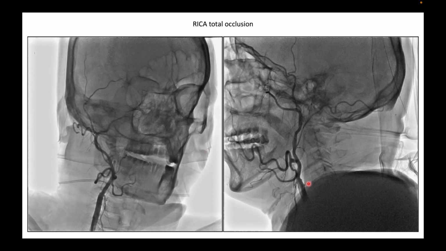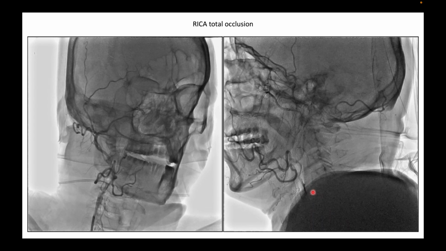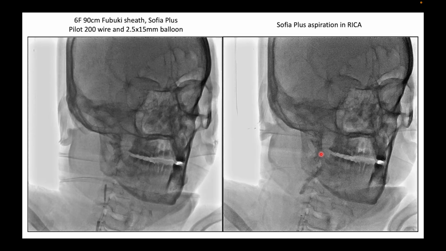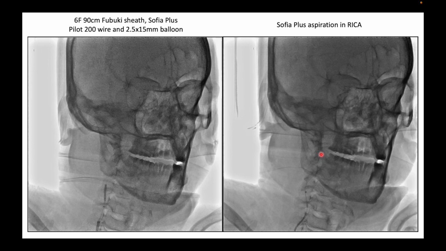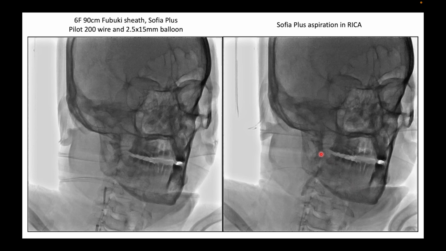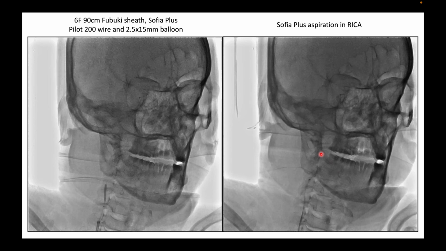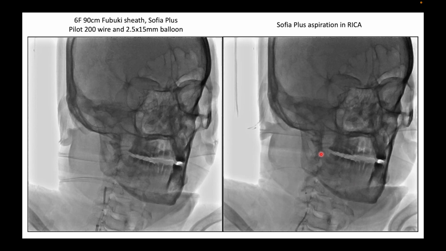The stump is probably here or here. You can see two nibs there. So one of these two is the origin of the right internal carotid artery. We took a 6 French 90 centimeter Fubuki sheath, Sophia Plus 6 French aspiration catheter, Pilot 200 wire and 2.5 by 15 balloon. Pilot 200 wire was crossed and then the 2.5 by 15 balloon was used.